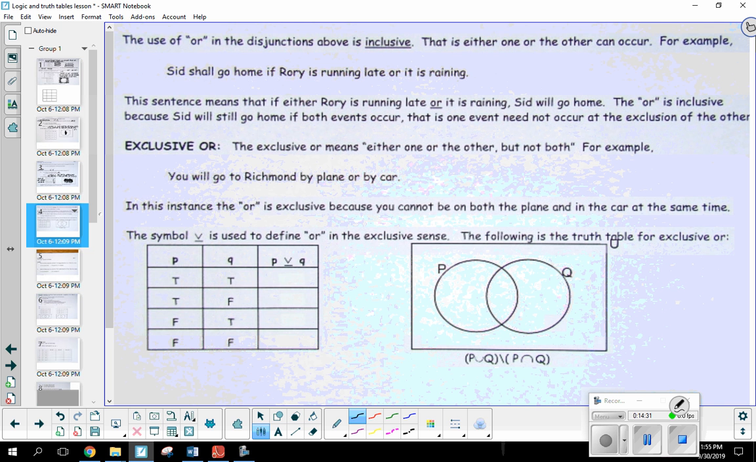All right. Now, here's what we call exclusive. The exclusive or means either one or the other, but not both. Okay. So think about the example they're giving you right here. You'll go to Richmond by plane or by car. Is it physically possible to travel to Richmond, Virginia in both a car and a plane at the same time? It is?